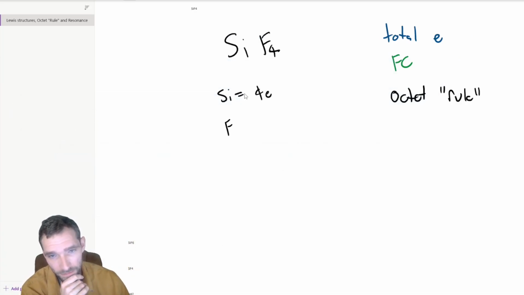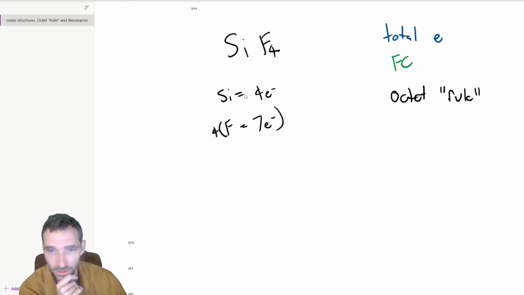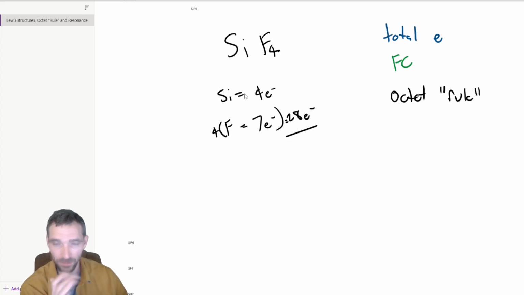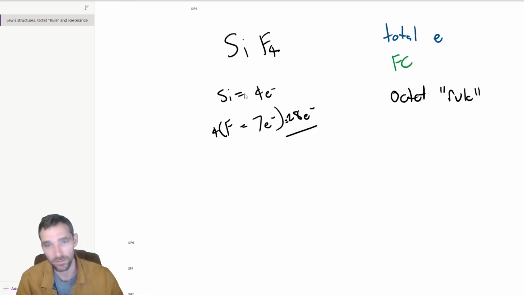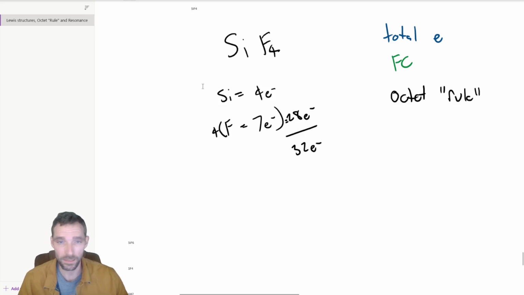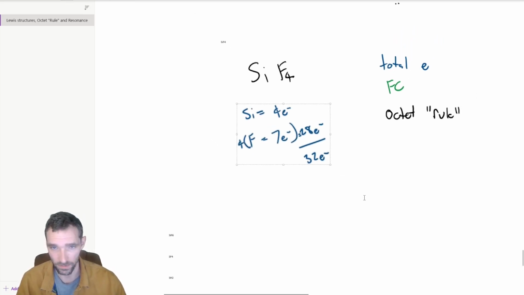And fluorine, as we've talked about a few times, has 7 electrons, but we have 4 of those. 7 times 4 is 28 electrons. We add up the total number of electrons, and we get 32 electrons. So if we are trying to aim for 32 electrons, that can help us draw this out.